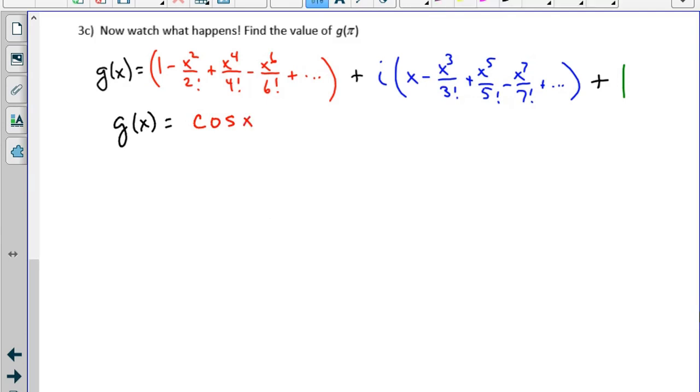And then we have this stuff in blue that somebody that's kind of astute might recognize as i times sine of x. And then we have this +1. So that's what's going on. I'm going to stop writing in alternating colors now. But now what I want to do is take this and sub in pi, because that's what I am trying to find.